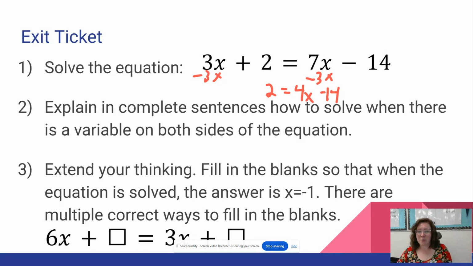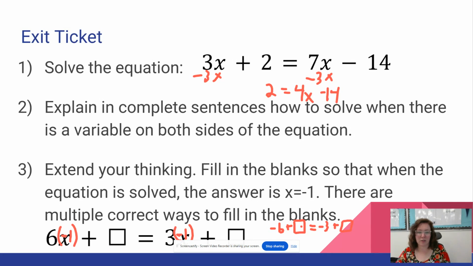Extend your thinking, fill in the blanks, so that when the equation is solved, the answer is x equals -1. There are multiple correct ways to fill in the blanks. So we could just change that to a -1. Change that to a -1. So now we have 6 times -1 is -6. I don't have any room to write this down. Plus our blank equals 3 times -1 is -3 plus our blank.